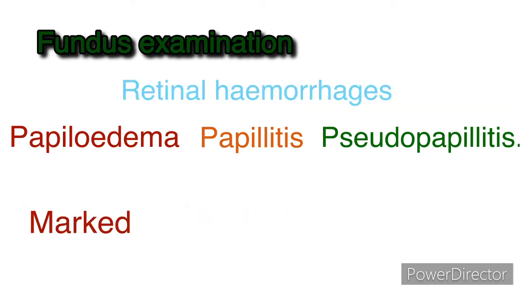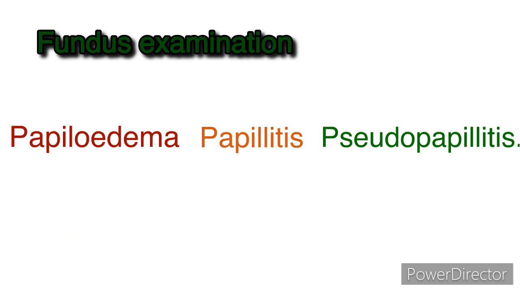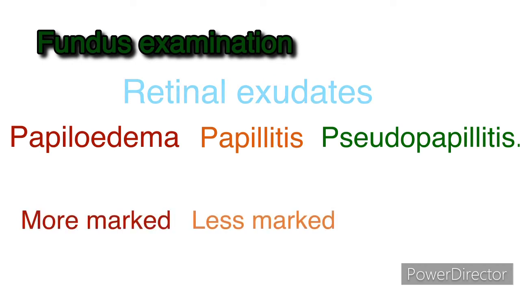Retinal haemorrhages are present and marked in papilloedema. In papillitis, they are usually not present, and in pseudopapillitis, they are also absent. Retinal exudates are more marked in papilloedema, less marked in papillitis, and absent in pseudopapillitis.